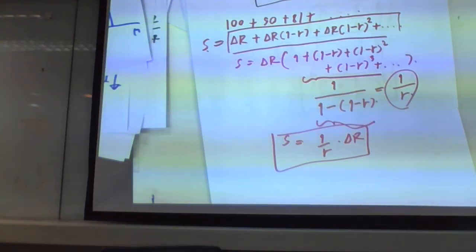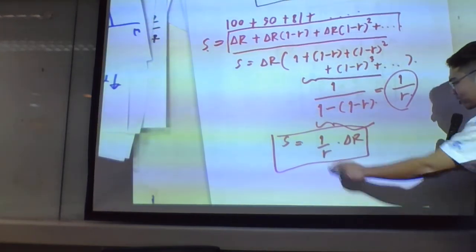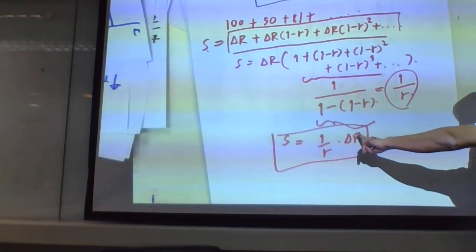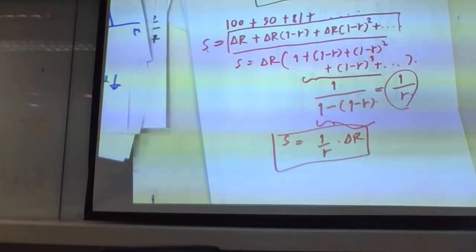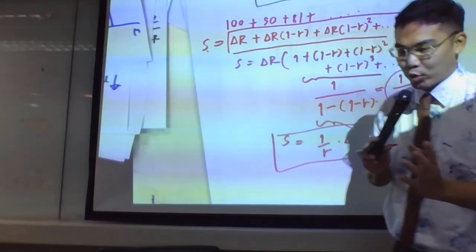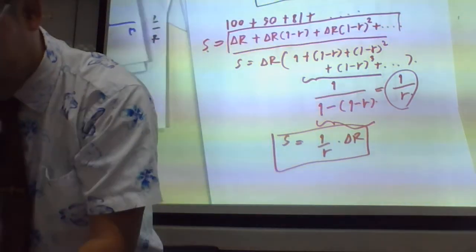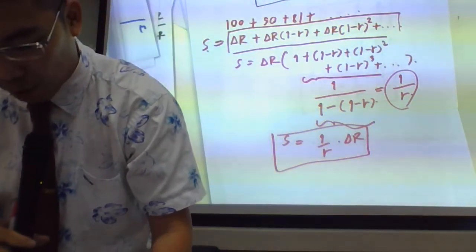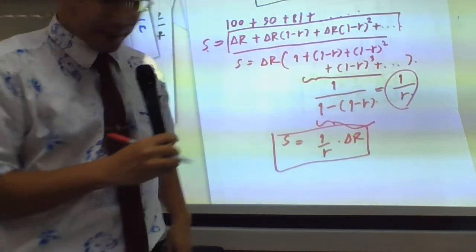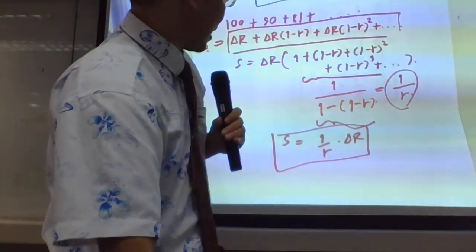So this is the bottom line. We use this ratio to multiply by the change in the reserve, and it will give you the total value of the item that we would like to explore for the multiple deposit creation. Okay, now let's get back to the slide.